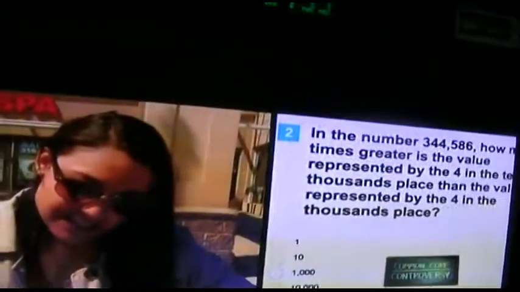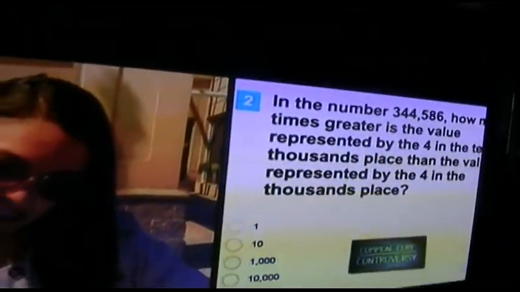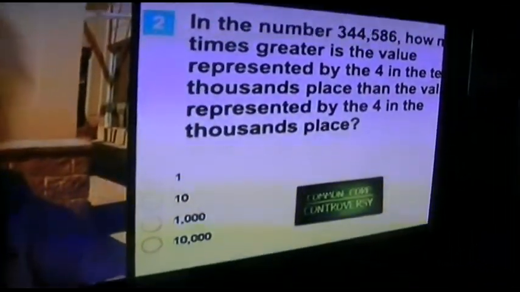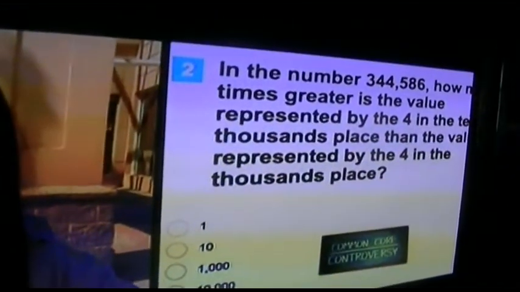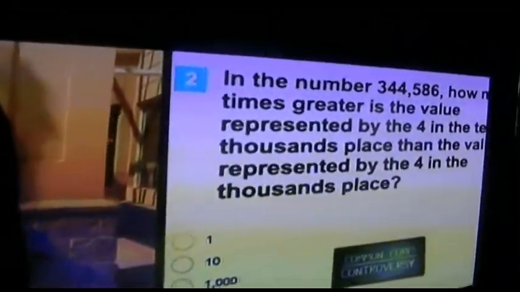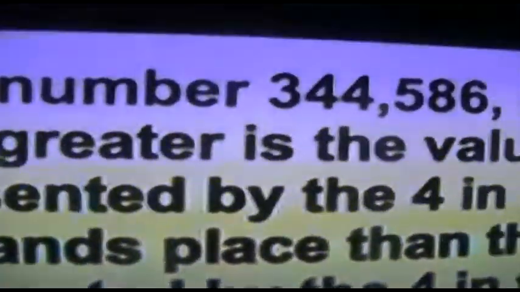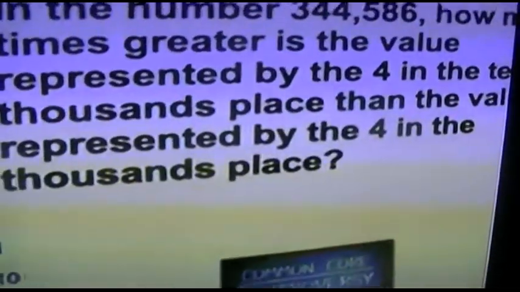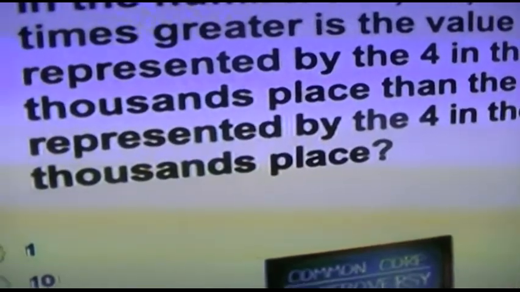Okay, now here is the other one. This is another one where there's a lot of verbiage here, okay? Definitely a lot of verbiage, and it's trying to make itself out to be almost like an SAT question, okay? That's where they're tricking you. But just to break it down, in the number 344,586, how many times greater is the value represented by the 4 in the 10,000ths place than the value represented by the 4 in the thousandths place?